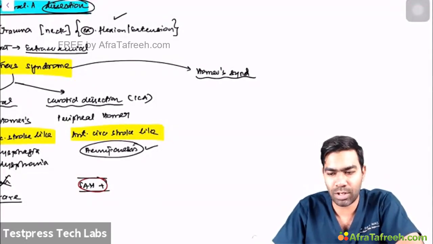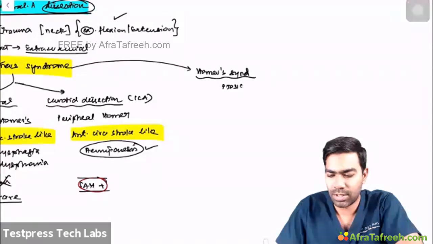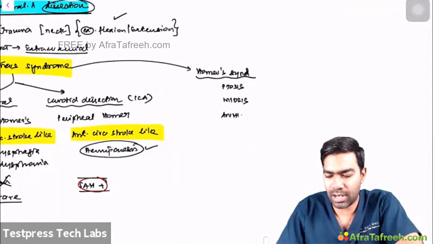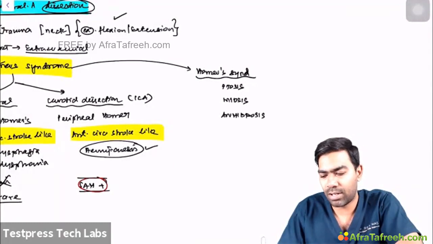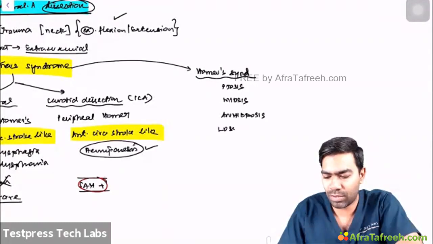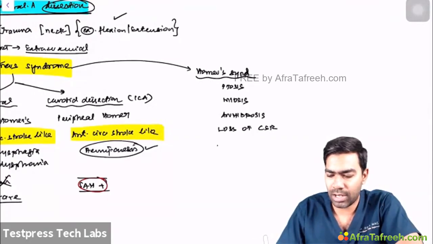What are the features of Horner syndrome? It starts from ptosis, and then it goes to miosis. Then we have anhidrosis. Then we have something called loss of ciliospinal reflex. I'm going to write it as CSR. And you have something called an apparent enophthalmos.